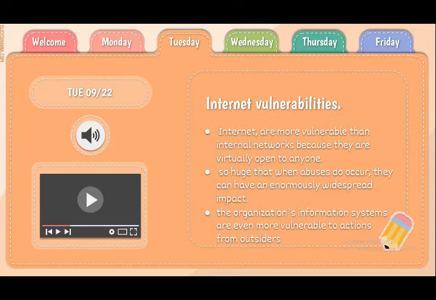Okay, first is internet vulnerabilities. The internet is more vulnerable than internal networks because it is virtually open to anyone, so that when abuses do occur, they can have an enormously widespread impact. The organization's information systems are even more vulnerable to actions from outsiders.